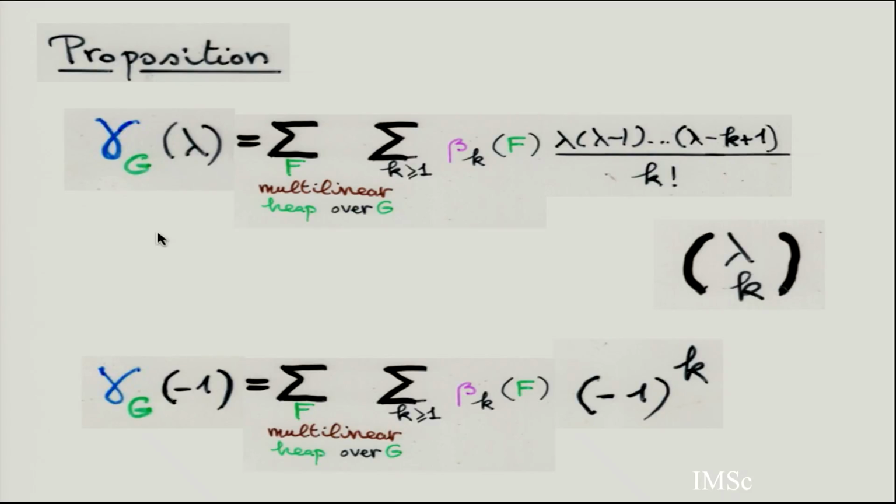And so the Stanley theorem becomes: if you replace lambda by minus 1, this binomial coefficient for lambda equal minus 1 becomes minus 1 to the power k. So we get easily that the value of the chromatic polynomial at minus 1 is the sum over all multilinear heaps F over the graph G of the number of ways of decomposing the heap into k layers, times minus 1 to the power k.